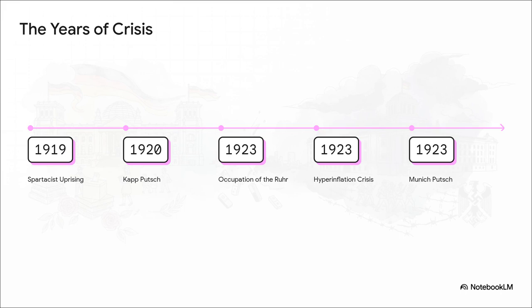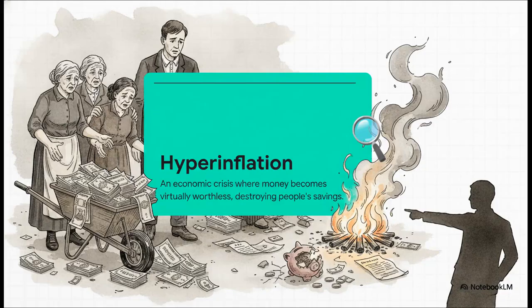In 1919, you get the Spartacist uprising. A year later, in 1920, the Kapp Putsch. Then, 1923, what a year. The French and Belgians occupy the Ruhr, Germany's industrial heartland. The hyperinflation crisis completely melts down the economy. And to top it all off, Hitler tries to take over the country with his Munich Putsch. I mean, can you imagine? All of that in just a few short years? It was absolutely relentless.